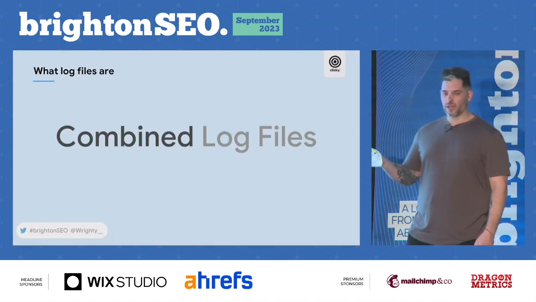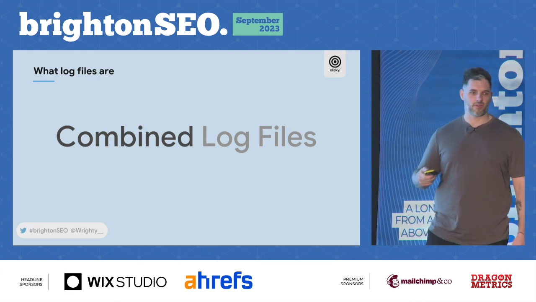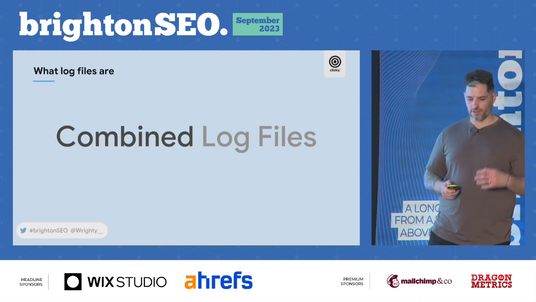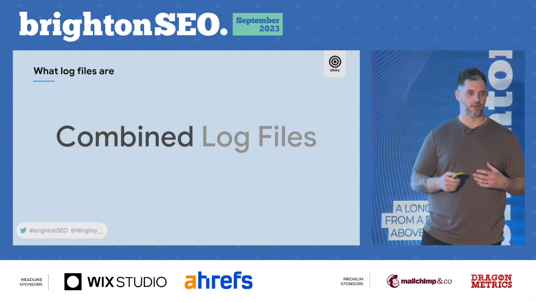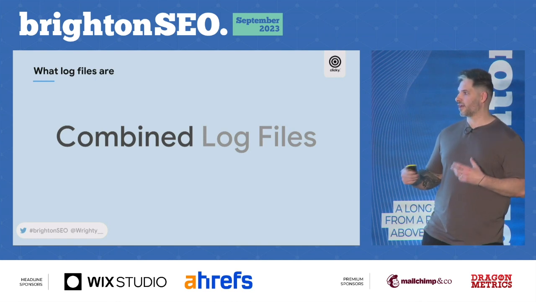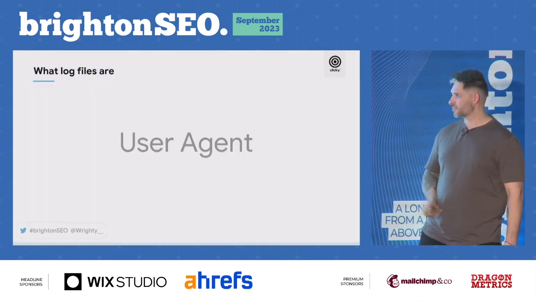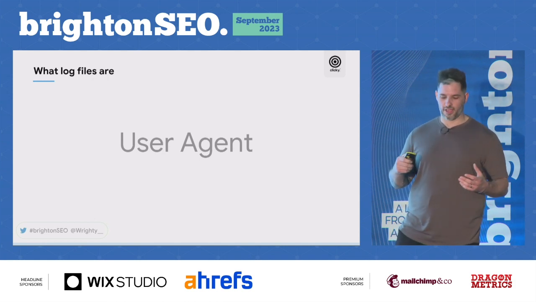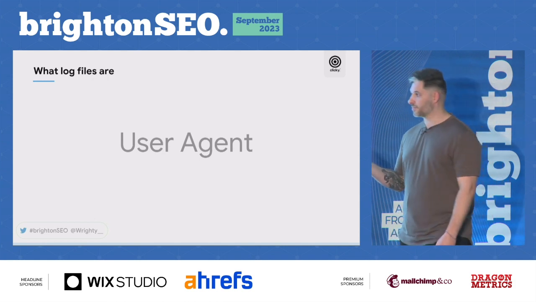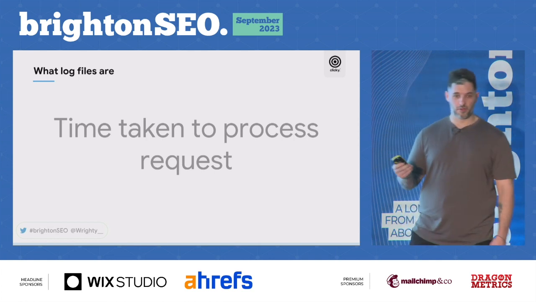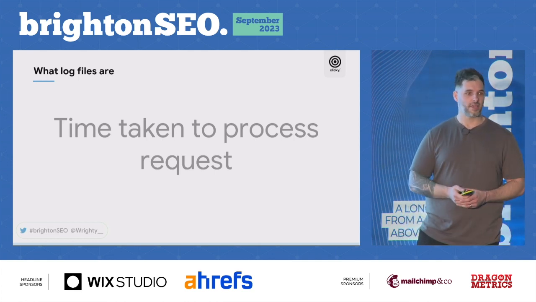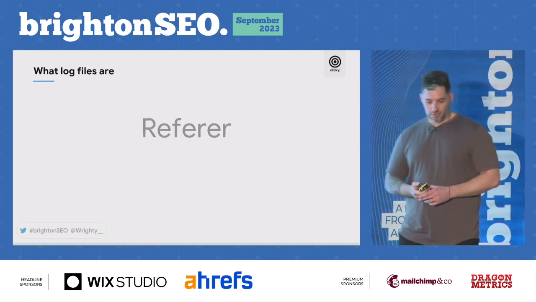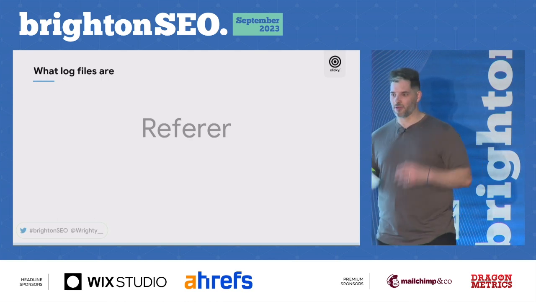So what we really want are combined logs, and they're not the default at all. What we want is to add to the information that's in a common log, and this is how you configure that in a combined log format. They contain everything that the common logs contain, but they also contain things like the user agent, and the time taken to process the request, which is obviously quite useful if you're looking at speed and response times of pages. And the referrer, so where that event came from.